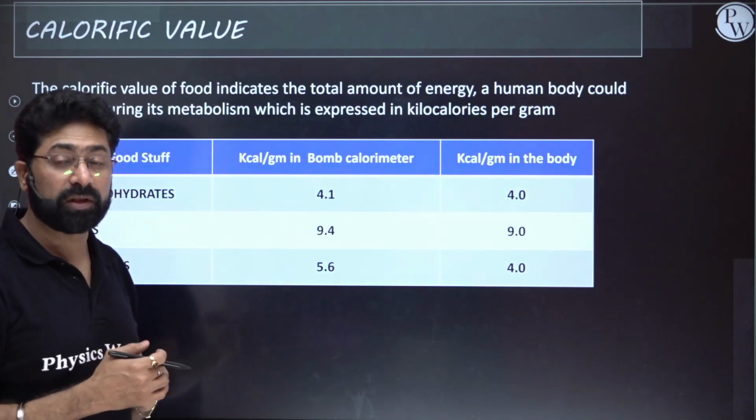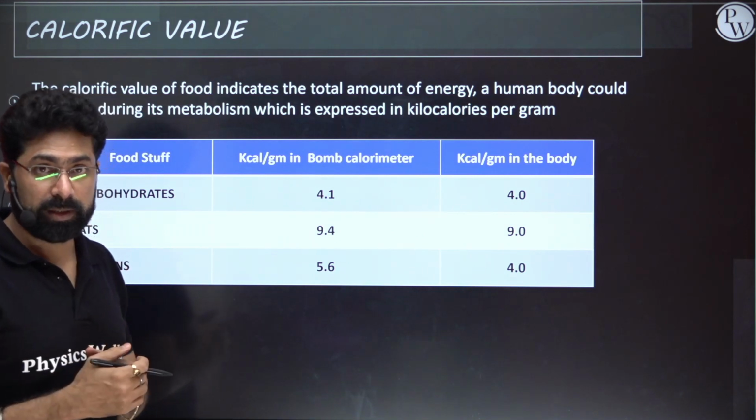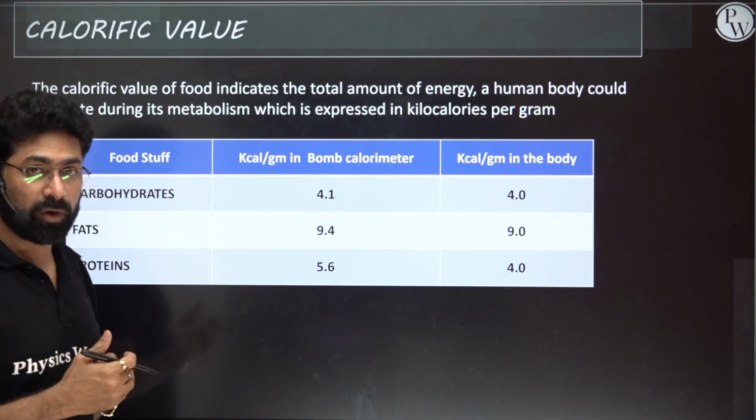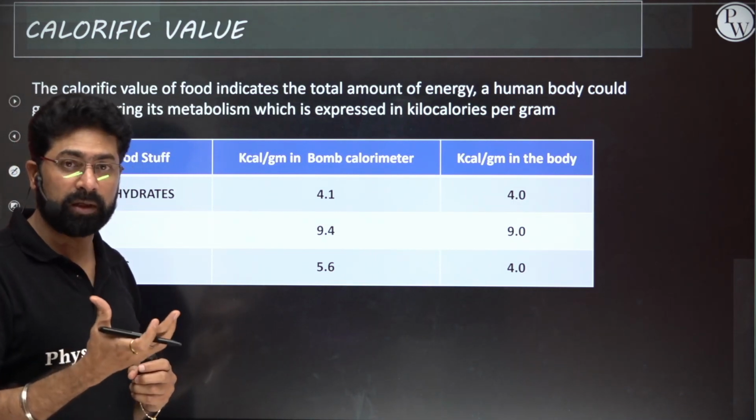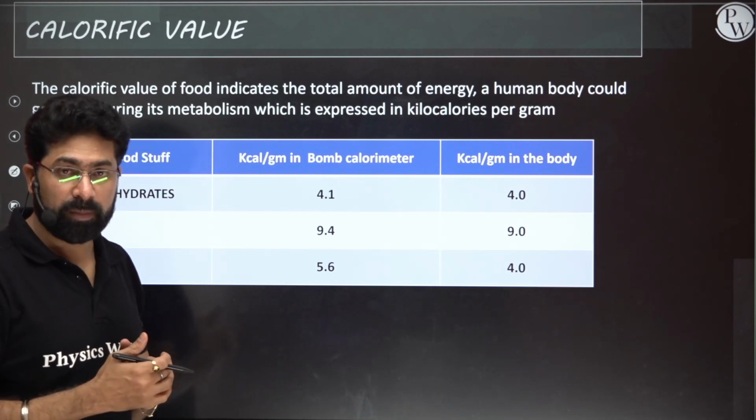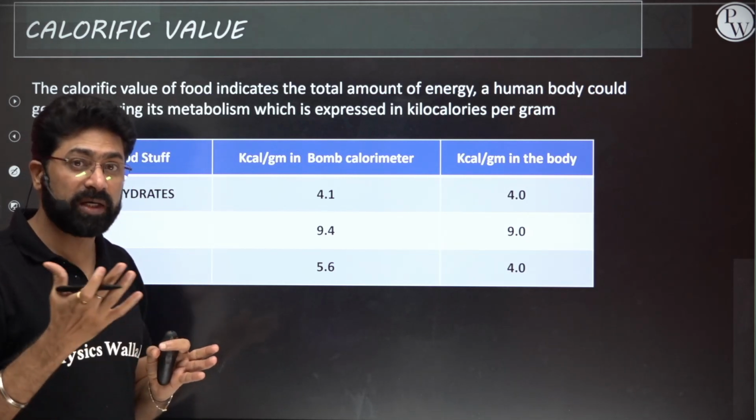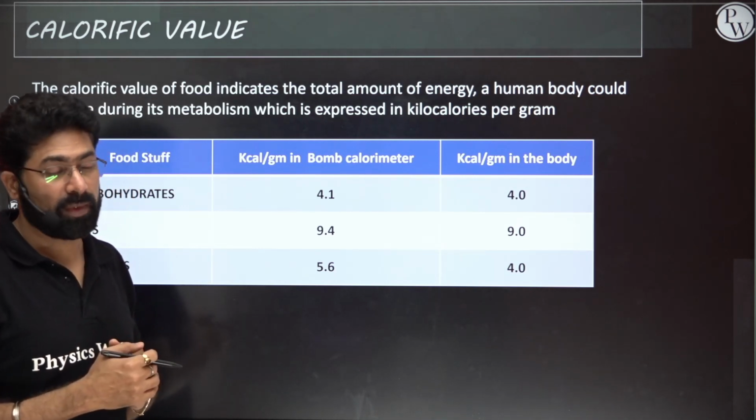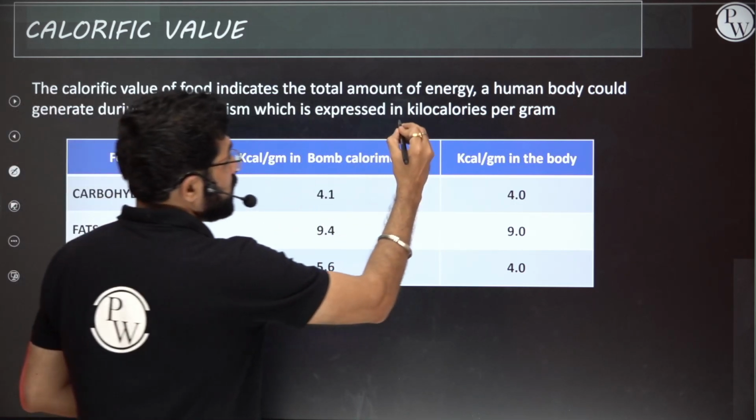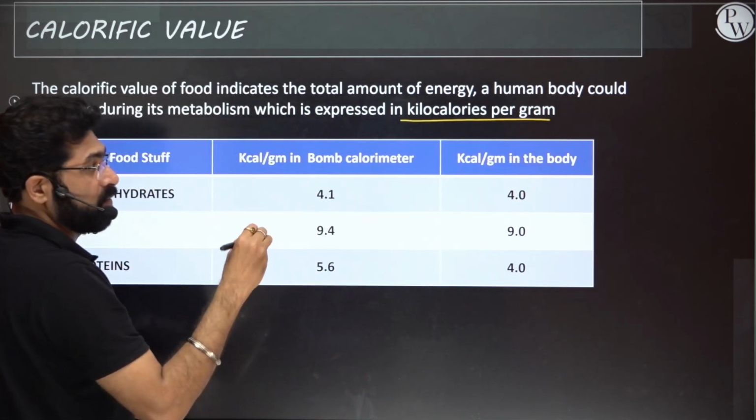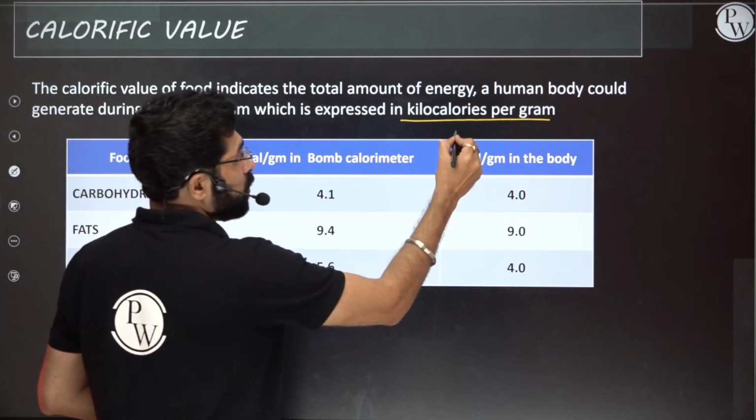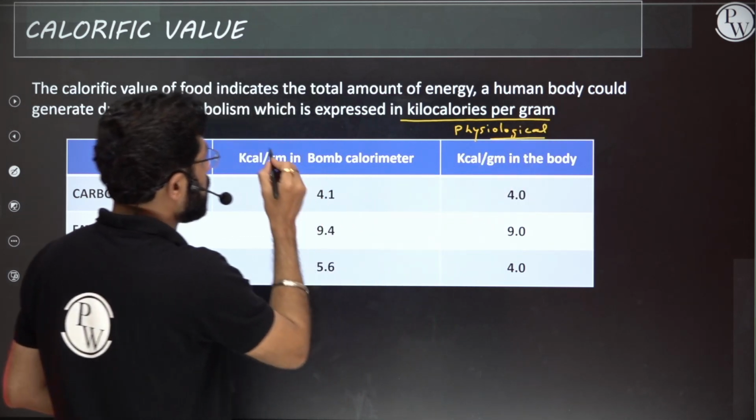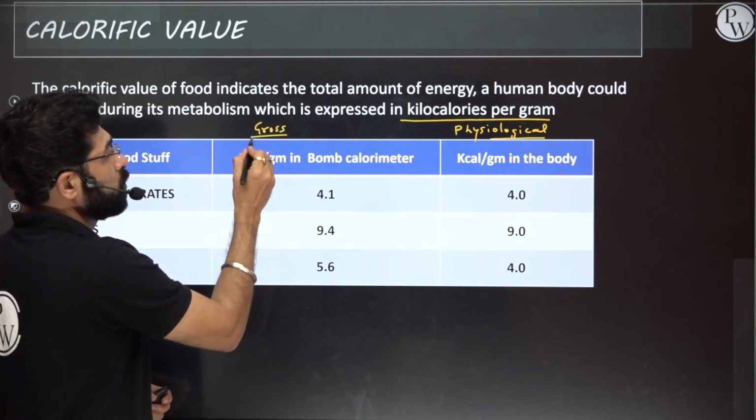Now let's continue further with a very important term, that is calorific value. What is a calorie? When you heat 1 gram of water by 1 degree Celsius, that's called a calorie. But when you heat 1 kilogram of water by 1 degree Celsius, that is called a kilocalorie. So when you measure in kilocalories per gram how much energy you are getting in your body, that is called the physiological value. And this is the gross calorific value when you do it in the laboratory.